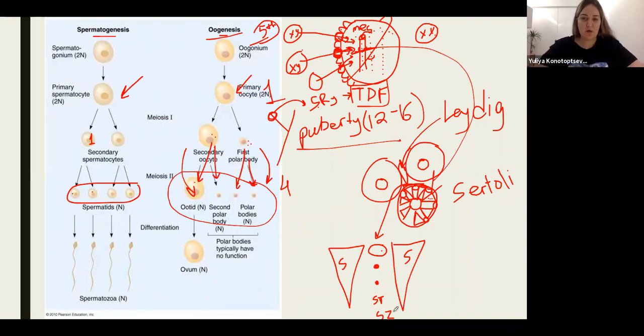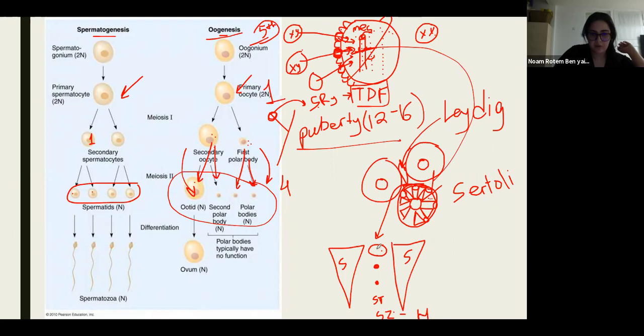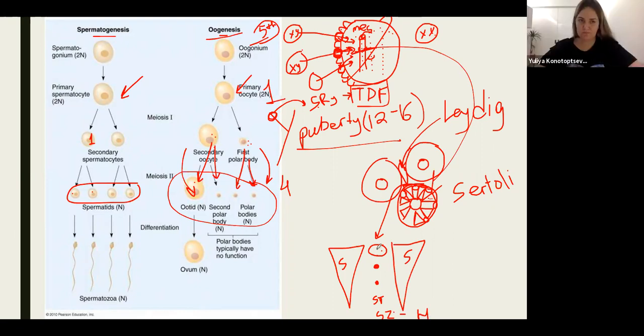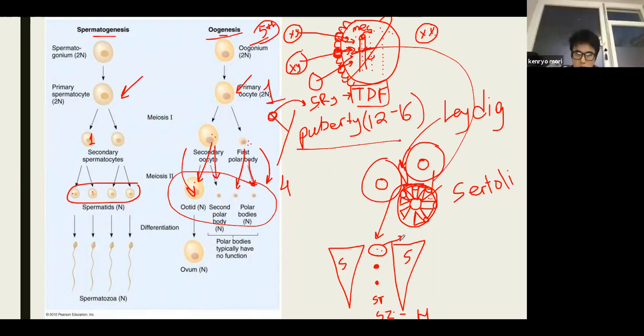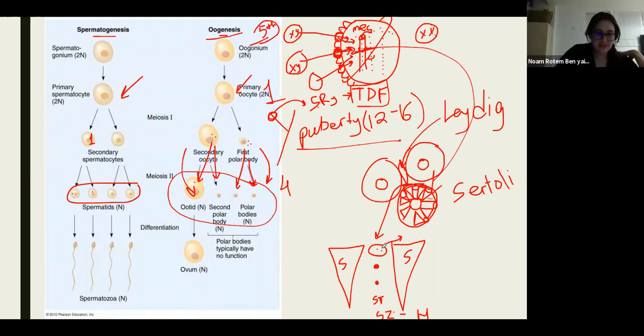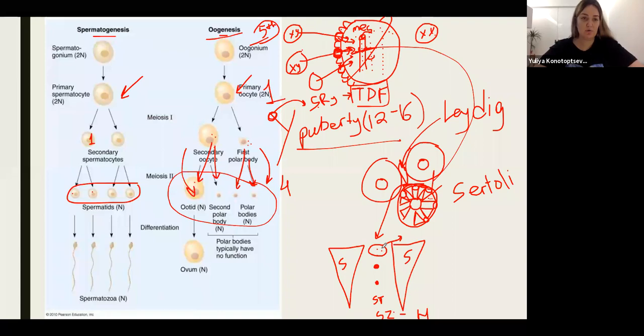Now, spermatozoa, is it haploid or diploid? Haploid. What about spermatogonia? Is it haploid or diploid? Where did spermatogonia come from? The PGC, so it's diploid. PGC is diploid. Spermatogonia is also going to be diploid.